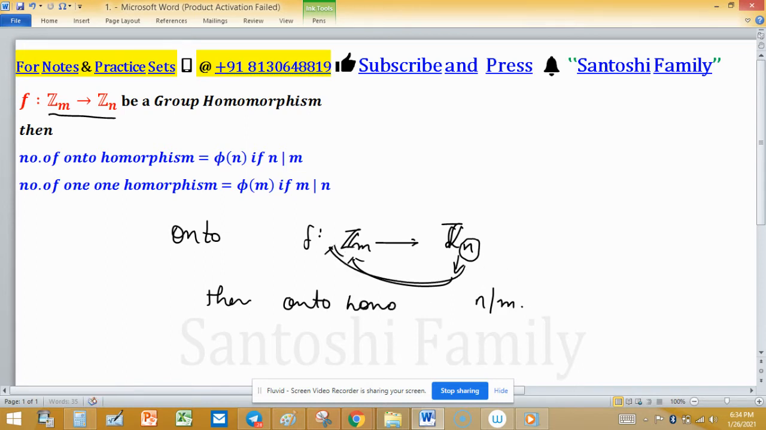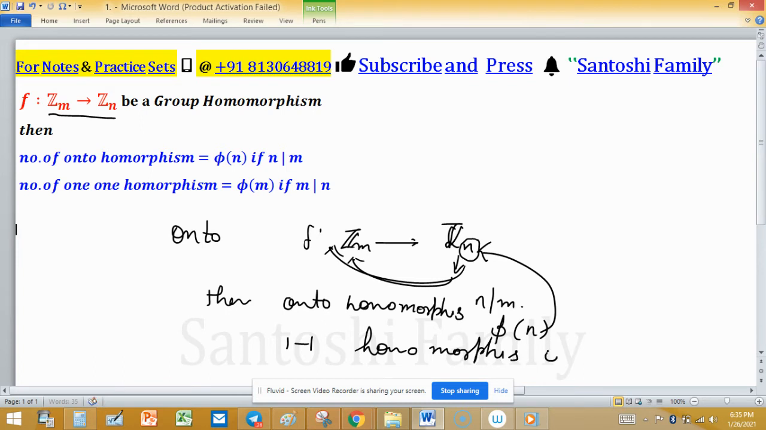It's a trick to remember these points. Onto homomorphisms: phi n, because n is in the codomain, and one-one homomorphisms: phi m, because m is in the domain, if m divides n. This is a formula to check one-one and onto for a homomorphism.